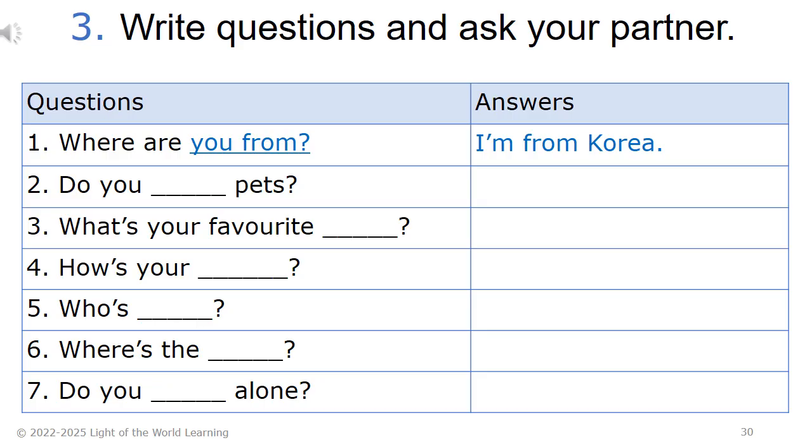3. Write questions and ask your partner. Questions, answers. For example, 1. Where are you from? I'm from Korea. 2. Do you have pets? 3. What's your favorite? 4. How's your? 5. Whose? 6. Where's the? 7. Do you like to be alone?